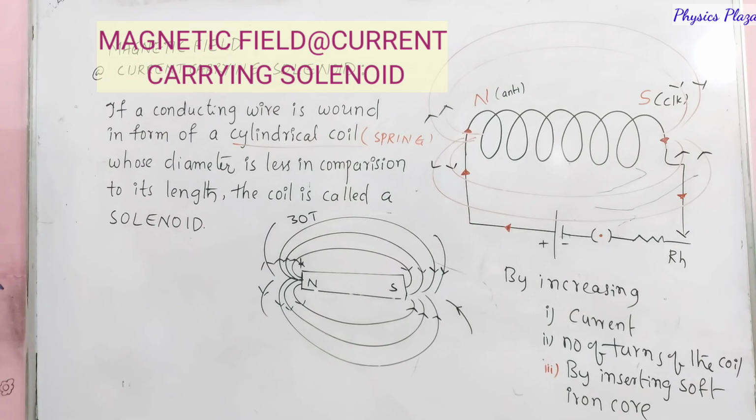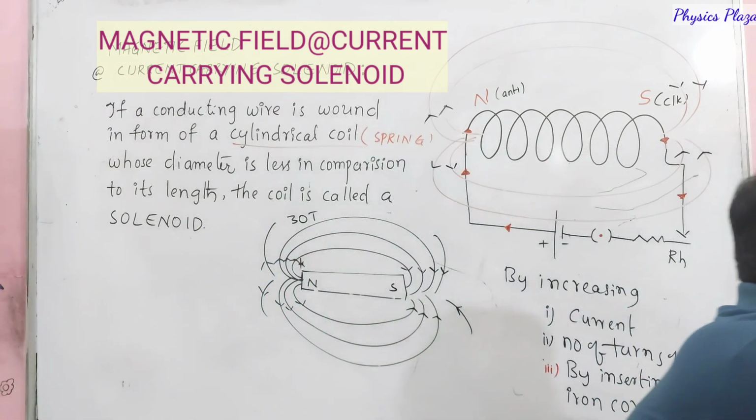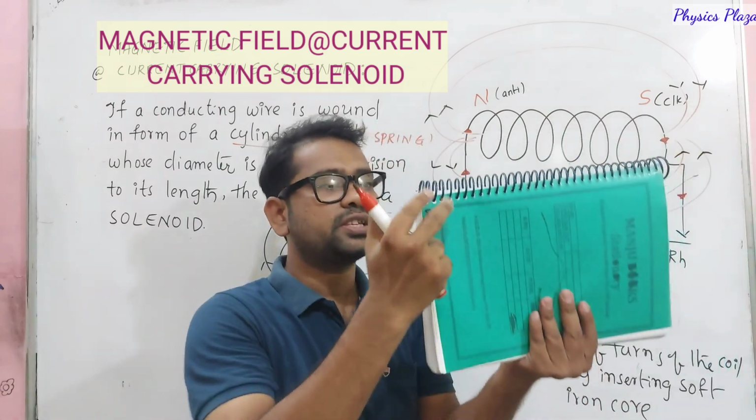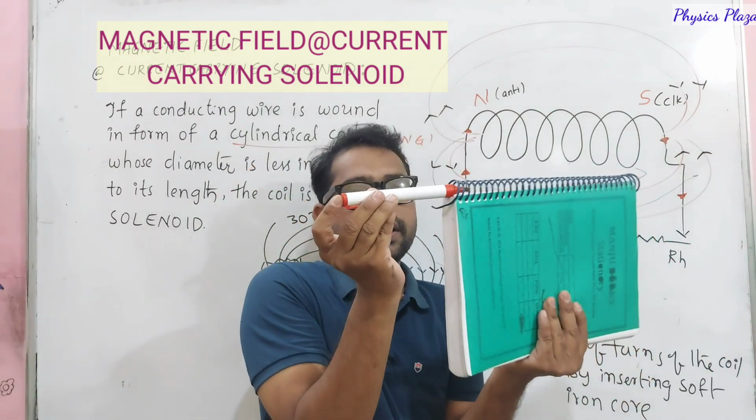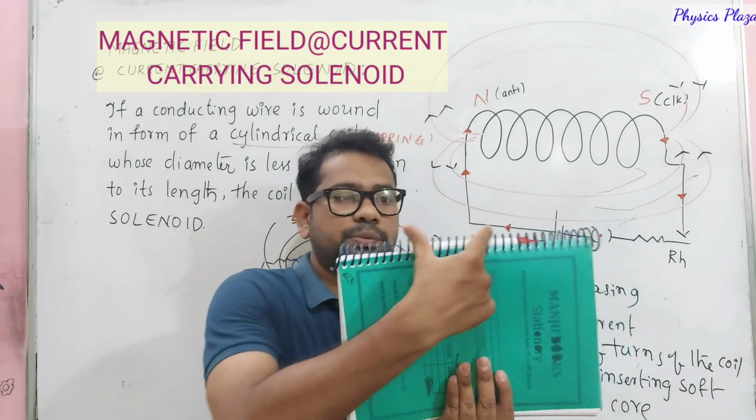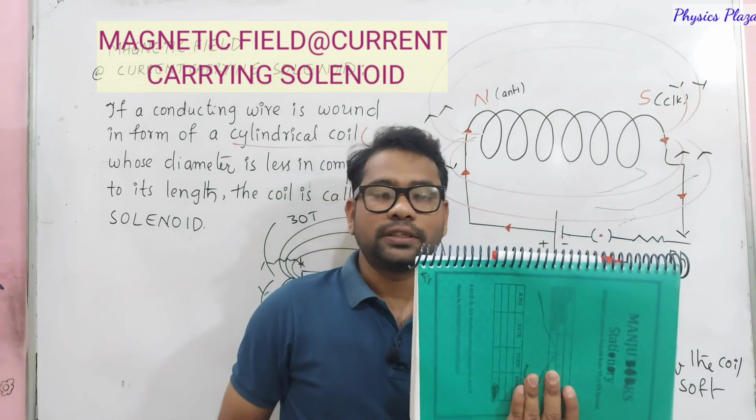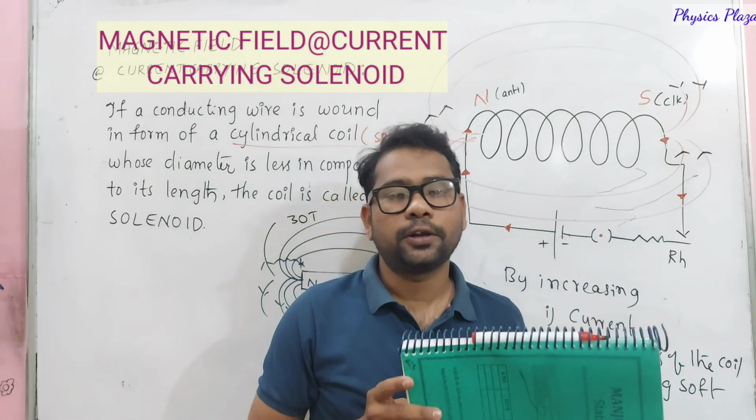Yes, fine. So, by inserting a soft iron core means what, children? Look here. For example, children, it is a solenoid. Let us say this is the soft iron core, inserting it like this. Not just this small one, you can insert a big one also. Then what will happen? Children, there is a specialty for a soft iron core.